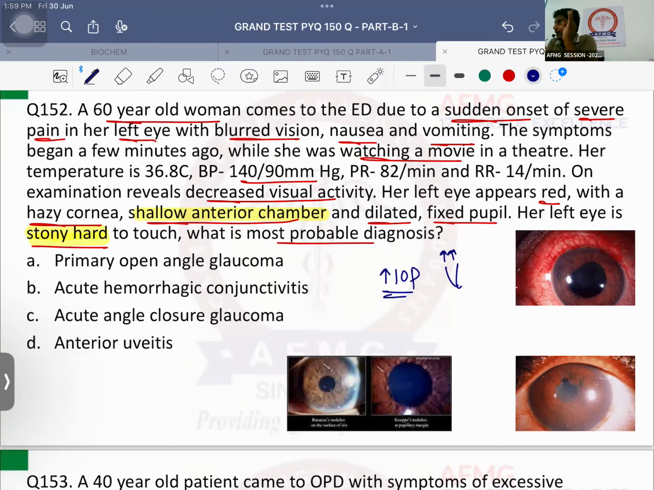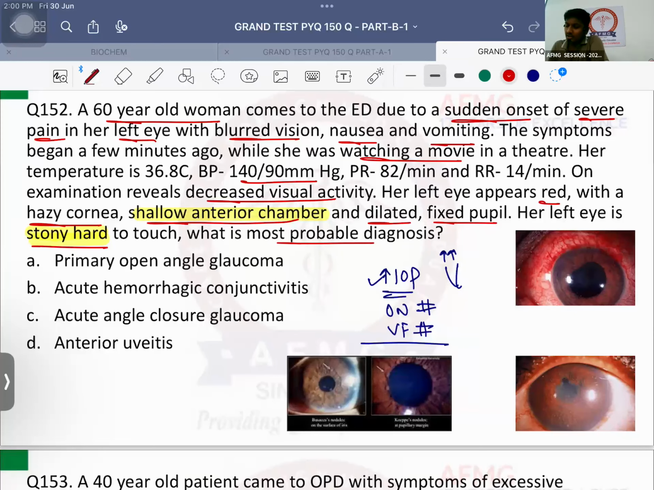There is a classical triad: increased intraocular pressure, optic nerve defect, and visual field defect. These three together characterize glaucoma. Glaucoma is not only increased IOP. Whoever thinks so, remove it from your mind. That is intraocular hypertension if the rest of the things are normal. This is glaucoma: increased intraocular pressure plus optic nerve defect plus visual field defect. So that has to be remembered.